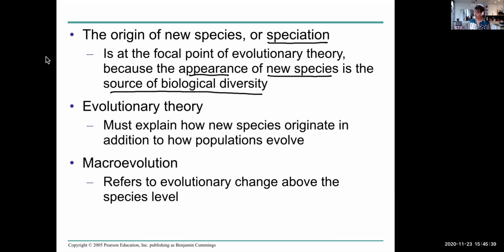Yeah, so in order to claim evolution, you have to explain how new species originate in addition to how they evolve. So we already know how they evolve: mutation, natural selection, genetic drift, gene flow that we discussed last time. But how do new species originate? So we call that macroevolution, change above the species level.